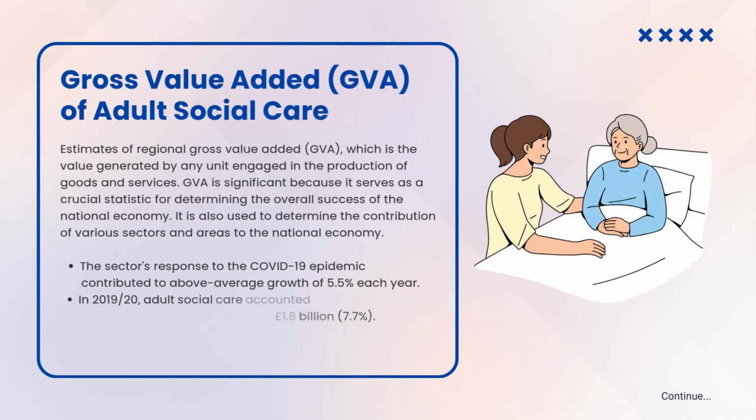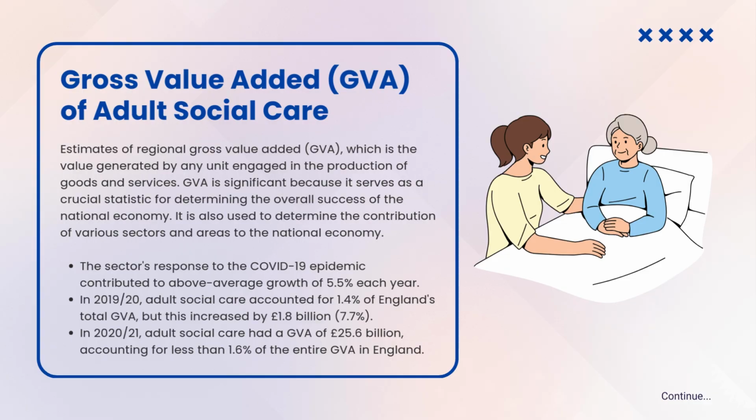Gross value added, GVA, of adult social care. Estimates of regional gross value added, GVA, which is the value generated by any unit engaged in the production of goods and services. GVA is significant because it serves as a crucial statistic for determining the overall success of the national economy. It is also used to determine the contribution of various sectors and areas to the national economy. The sector's response to the COVID-19 epidemic contributed to above-average growth of 5.5% each year.